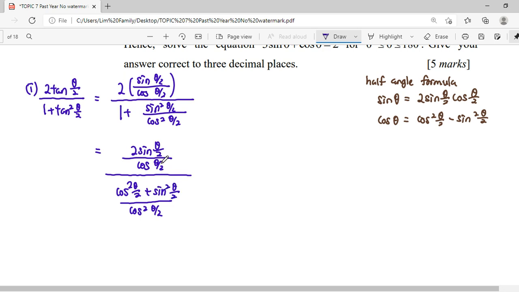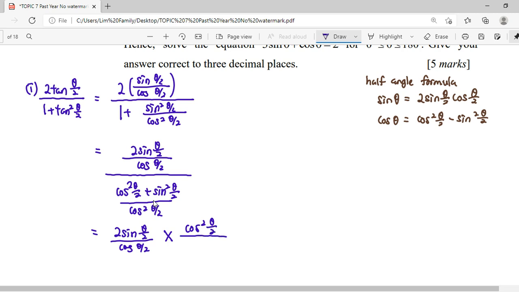So now we can see our fraction over fraction status. In order to see it clearly, we can write it separately, where our fraction here is 2 sine theta over 2 divided by cos theta over 2. So we divide by this fraction, which automatically means we change it to times and reverse our fraction.